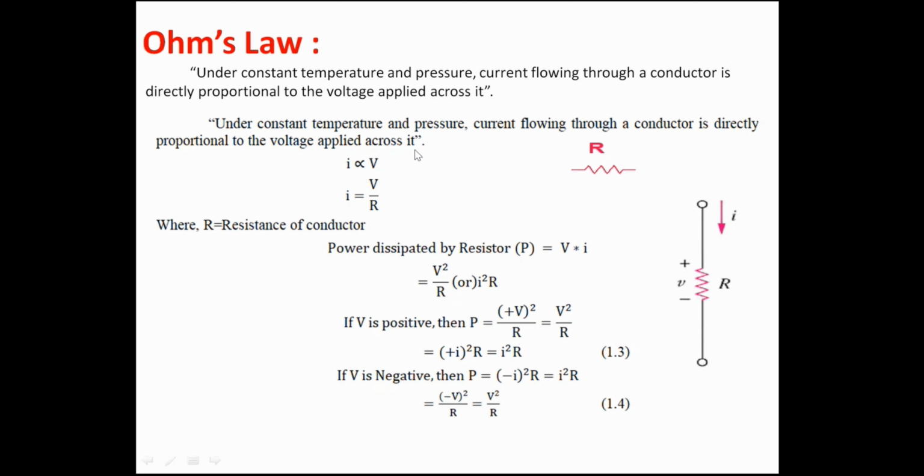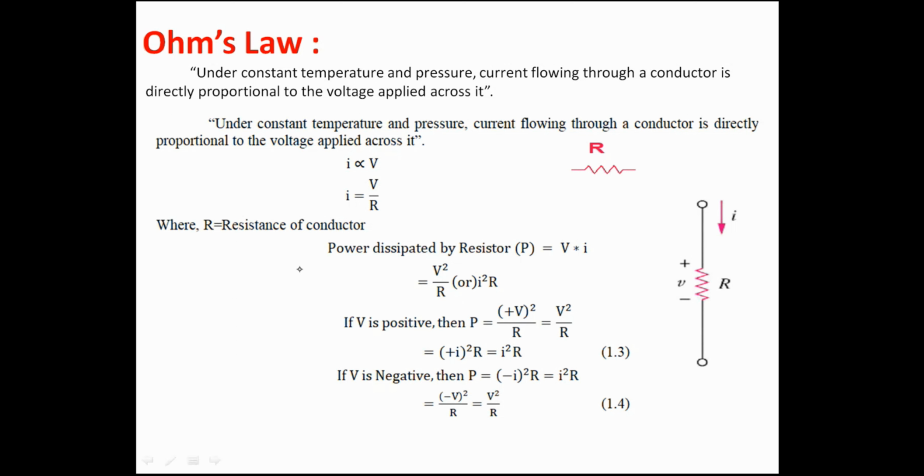voltage applied across it. So if you take a resistor like this, or a conductor like this, it has two terminals, one here and another one here. If you pass the current from one terminal, it passes through this conductor and leaves from the other terminal. When this current flows from one terminal to the other, the magnitude of current is proportional to the voltage applied across it. This is Ohm's law under constant temperature and pressure, right?